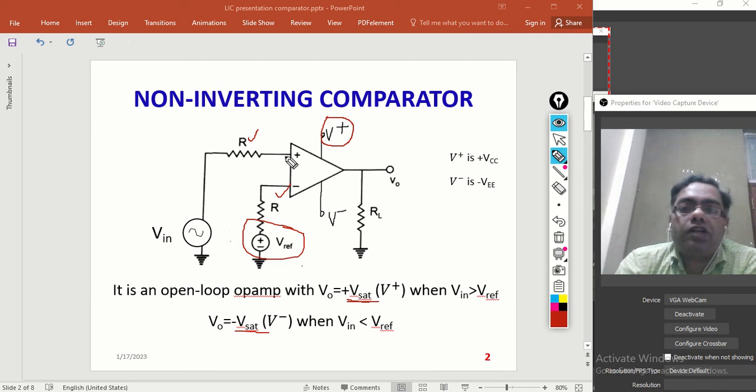So in fact, this comparator circuit is comparing the two voltages applied to the inverting input and the non-inverting input and giving the output accordingly. The output will be either plus Vsat or minus Vsat, because this circuit is working in open loop condition.